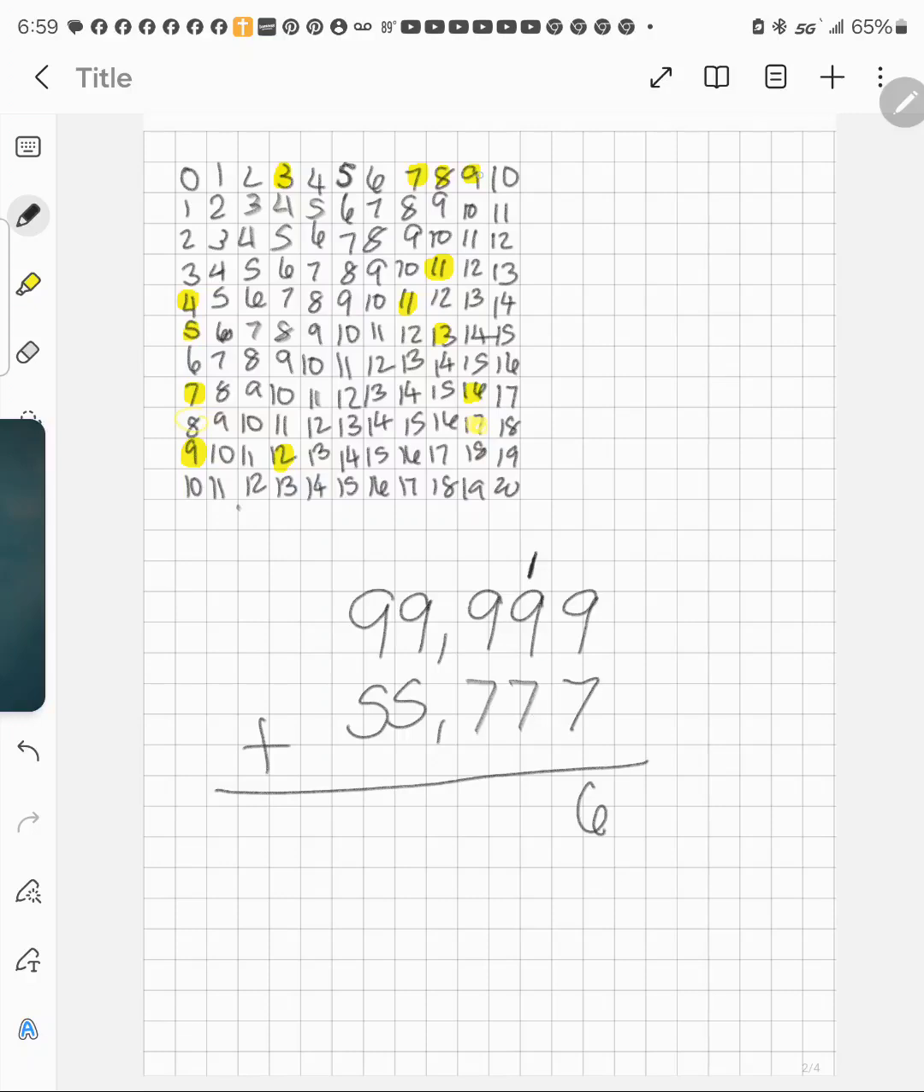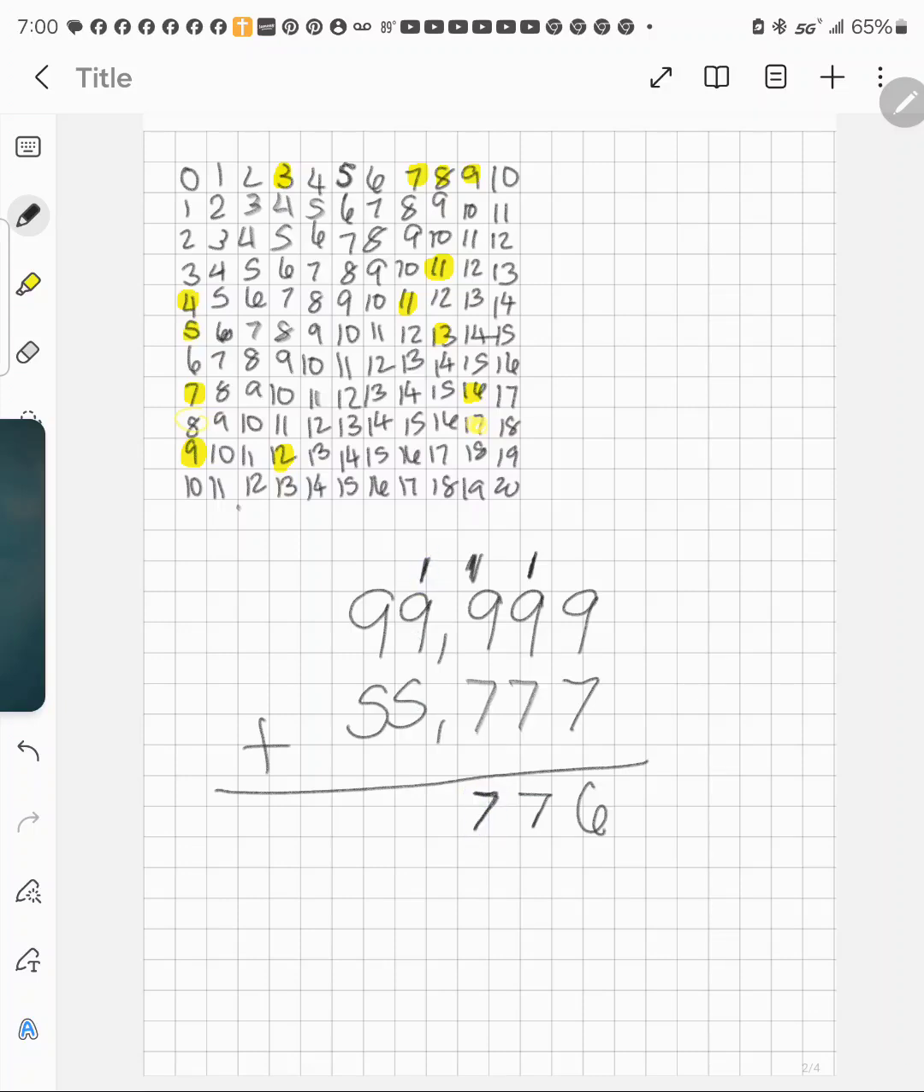9 plus 7. Again, go to 9 and 7. Find where they both meet, and they both meet at 16. But we added that 1 up there. So 9 plus 7 is 16 plus 1, which would make that a 17, and I would carry the 1. And again, 9 plus 7 is 16 plus 1, so that's going to be a 7, carry the 1.